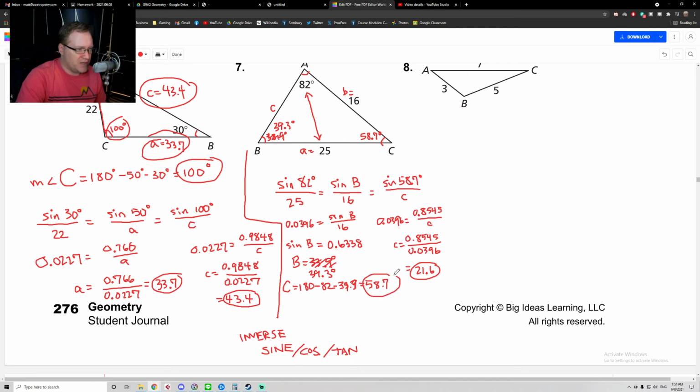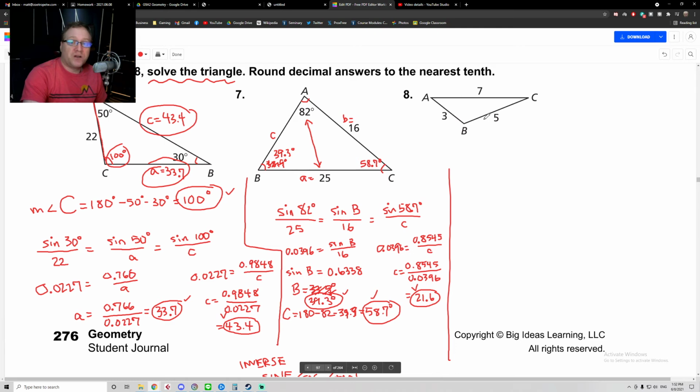Angle C is 58.7 degrees. Angle B is 39.3 degrees. So those are the three things that we needed to find, and we found them all. Check, check, check, we're done. All right, so let's move to the last one. On these two, we've only used the law of sines so far.